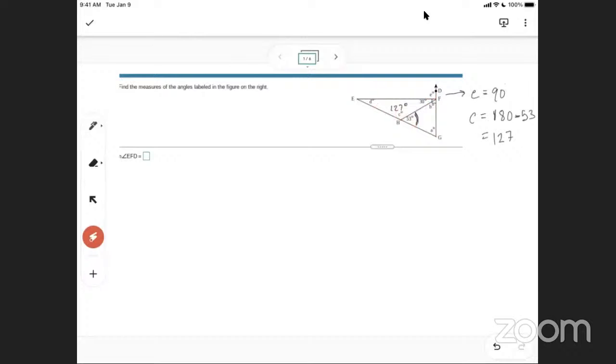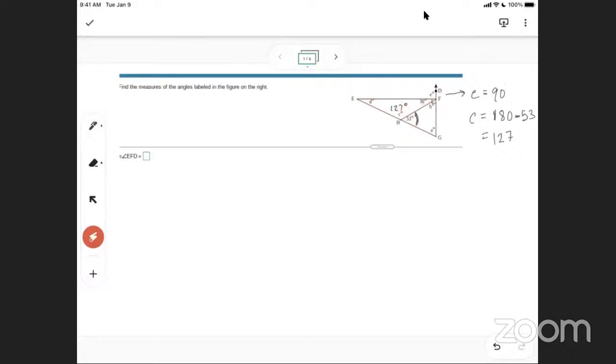So what is D? Why do I want to find D next? Tell me why I want to find D now that I found C. What do you know about the angles in a triangle? What do they always have to add up to? 180 degrees. So how many angles do I have right now in this triangle? Well, I know two of them, right?